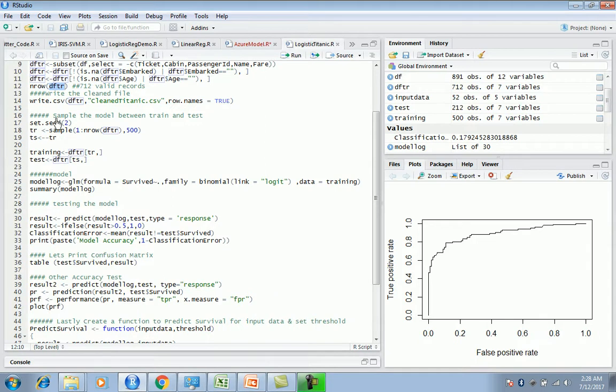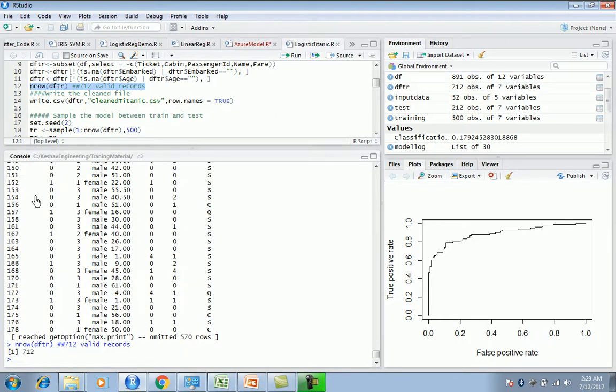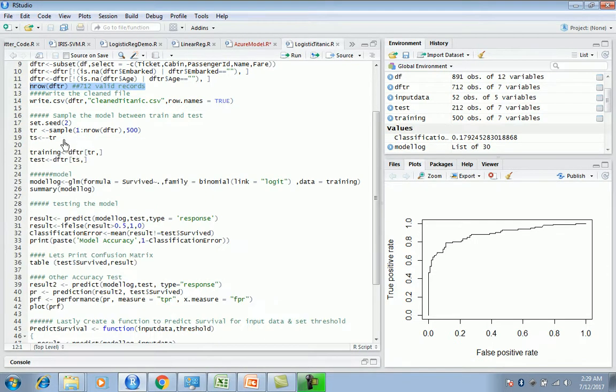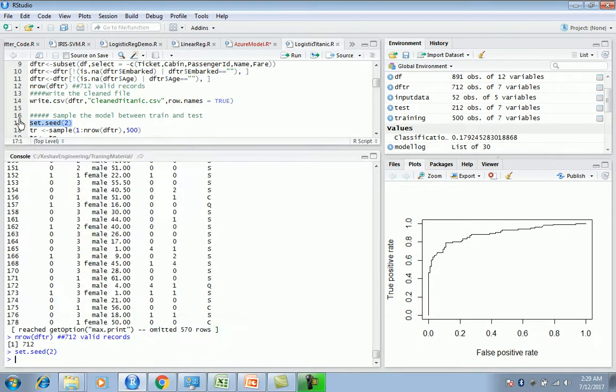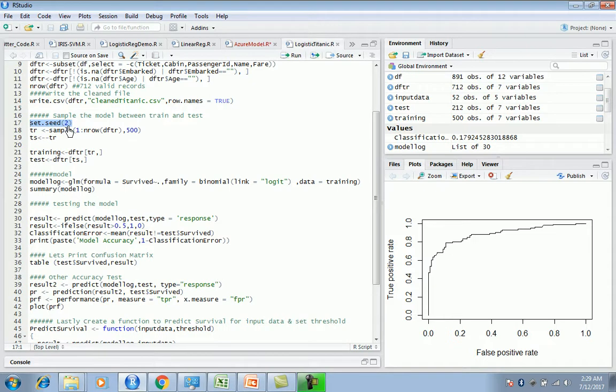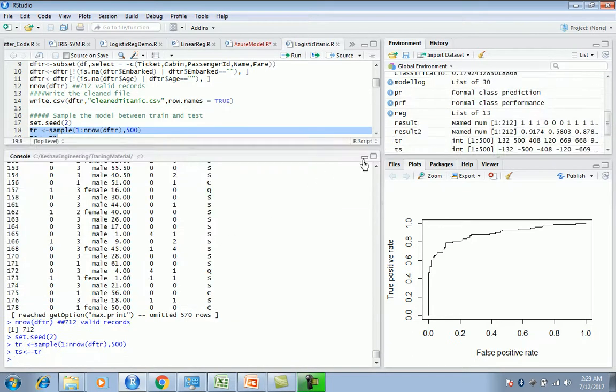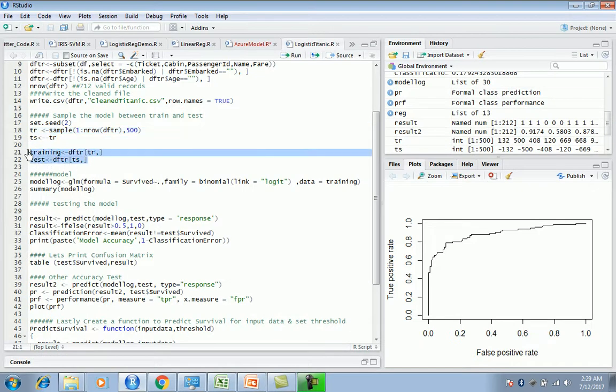The next important part is to sample the data and split the data set between train and test. Out of the total of 712 records, I am sampling them between train and test. I would use 500 of them to train my model and the remaining 212 to test it. So I am initializing a random seed, and this code generates numbers randomly, and then I sample them up and split my training and test data set.